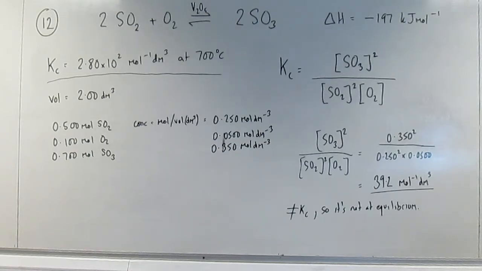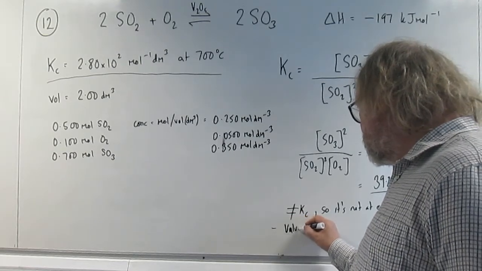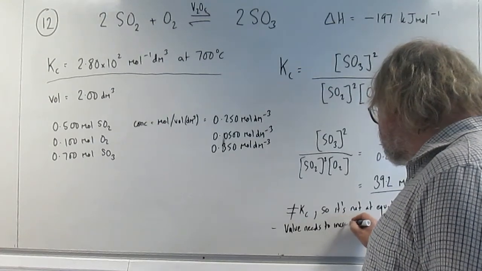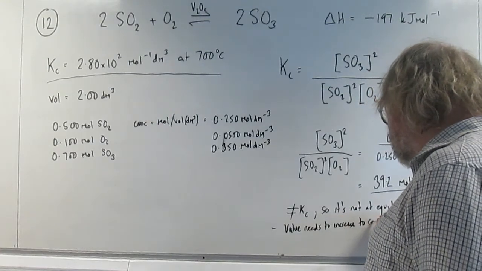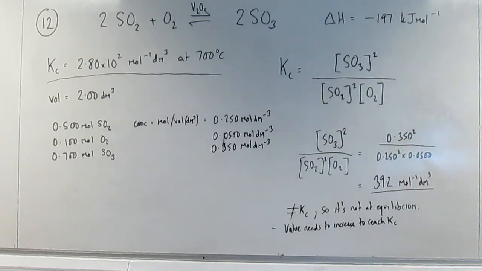And to do that, you just look at how this number compares with what it should be. And you can see it's too small. 2.8 times 10 to the 2 is 280, so our value is too small. So you say that the value needs to increase to reach Kc. Okay, because it's got to go from 39.2 up to 280.